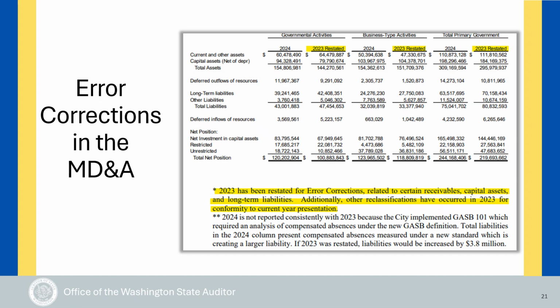Since as accountants, we don't like items that don't tie through our financial statements, a great way to explain why is to have a footnote on your table that explains what has changed and how much the error correction was.